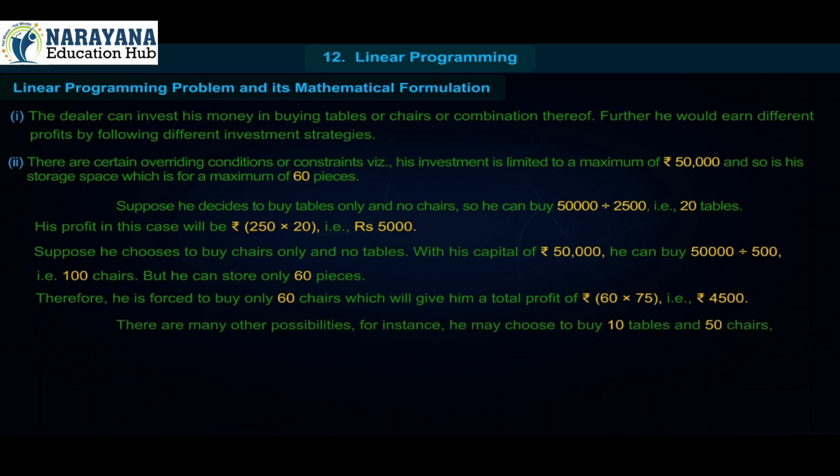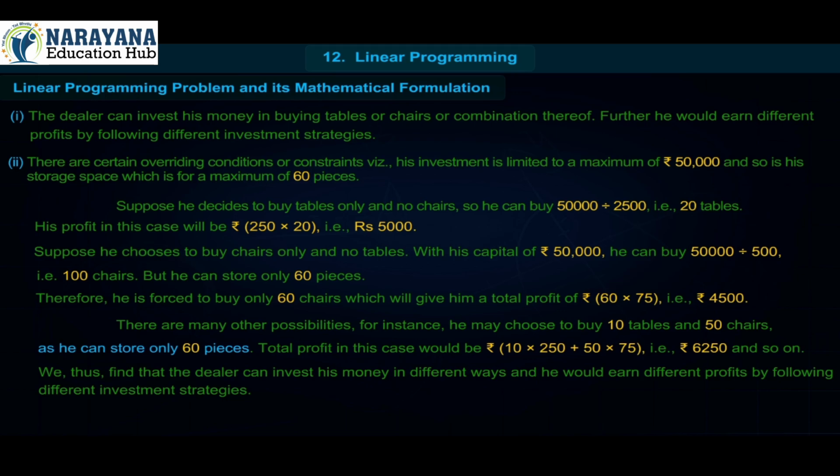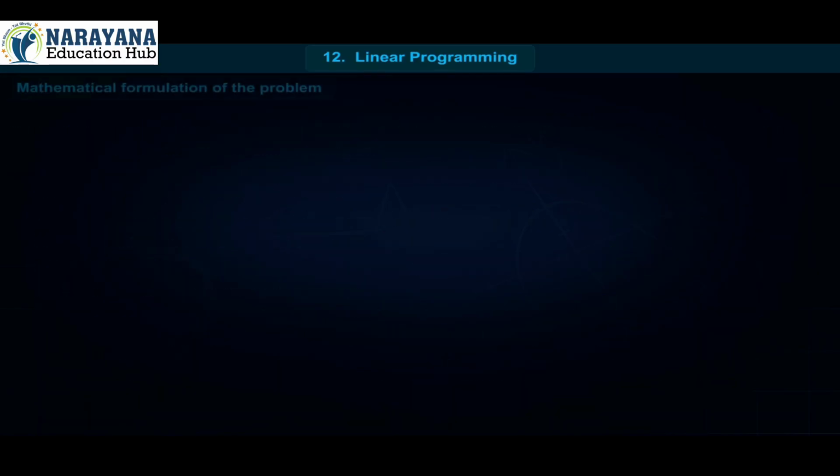There are many other possibilities. For instance, he may choose to buy 10 tables and 50 chairs. As he can store only 60 pieces, total profit in this case would be rupees 10 into 250 plus 50 into 75, that is rupees 6,250, and so on. We thus find that the dealer can invest his money in different ways and he would earn different profits by following different investment strategies.